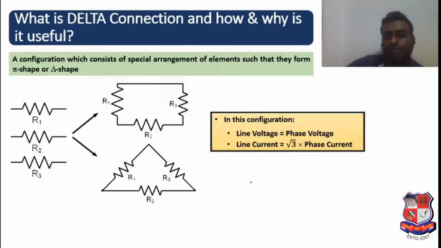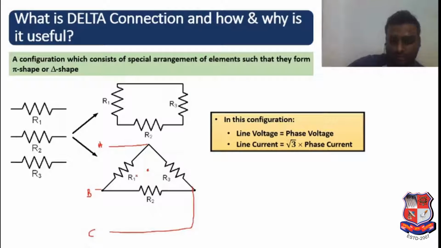It is that line voltage is equal to phase voltage. So if I connect three phases A, B and C, this is my C phase, this is my B phase and this is my A phase. If you measure voltage between A and B, it is the same as between B and C, and it will be the same as between C and A. And as there is no neutral present, you can say that line voltage is the same as phase voltage.